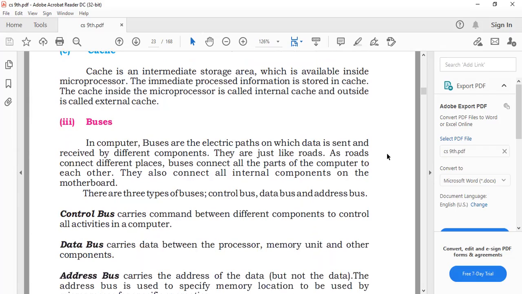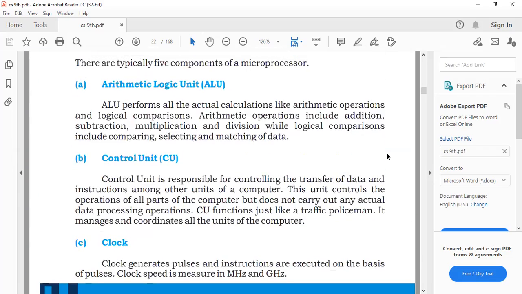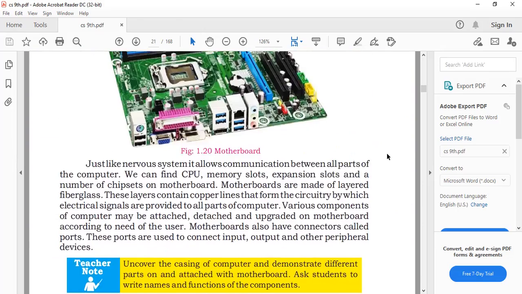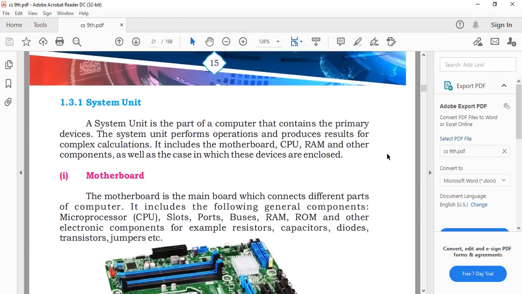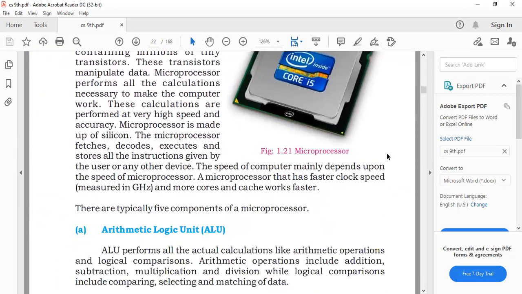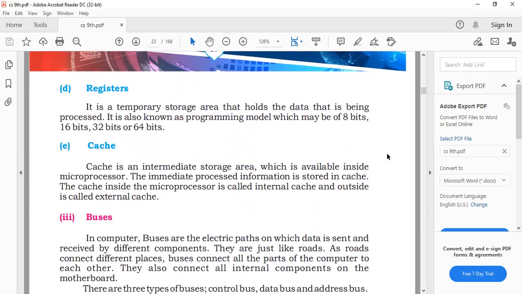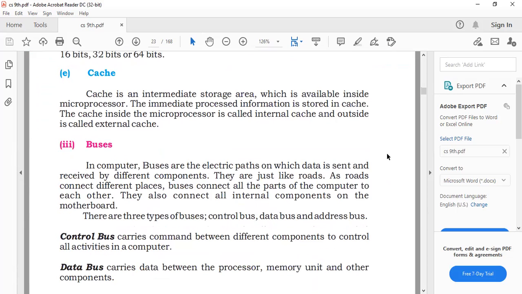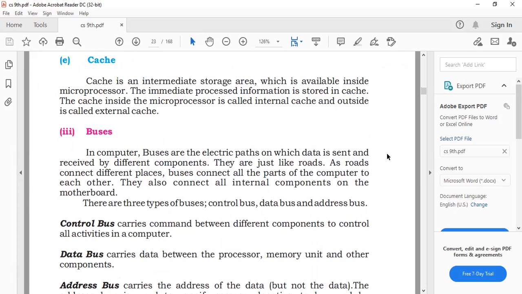Now these are the buses, which come in the category of the system unit. The system unit has one motherboard, then the microprocessor, and then the buses. So why is there a need for buses? Let's read and find out. In a computer, buses are the paths through which data is sent and received by different components or parts of the computer. They are just like roads. As roads connect different places, buses connect all the parts of the computer to each other.